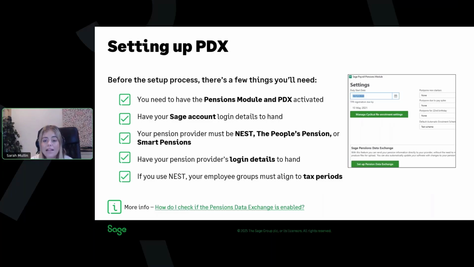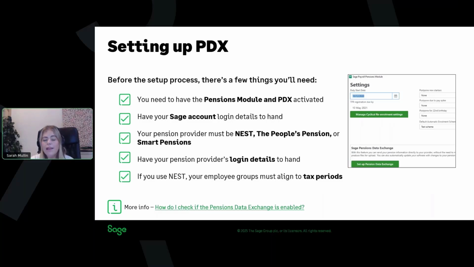So my advice would be, before going and setting your PDX up, just log into Nest and have a look at your group payment frequencies. If they say tax weekly or tax monthly, then you're good to go. If they only say weekly or monthly, then you will want to contact Nest and get them to set you up on the correct frequency. Because if it's not, it won't work.